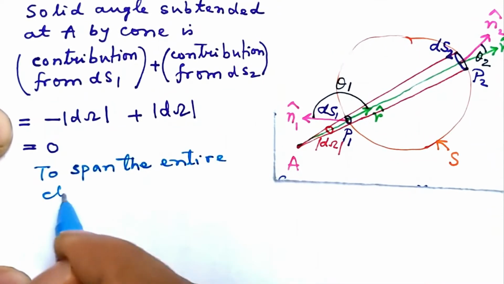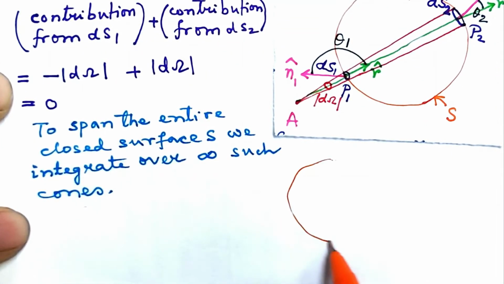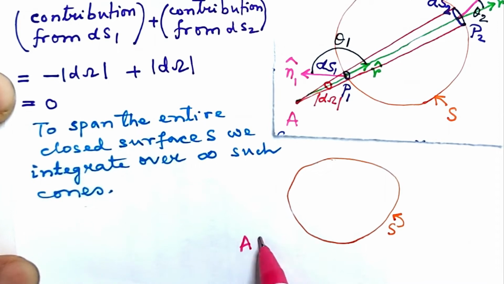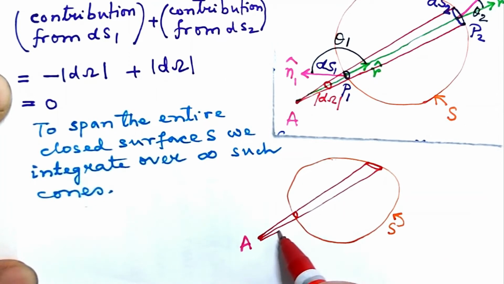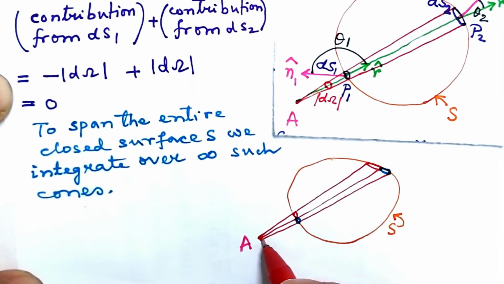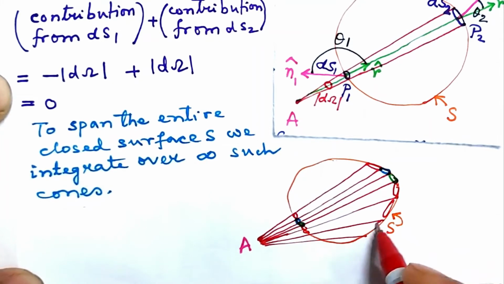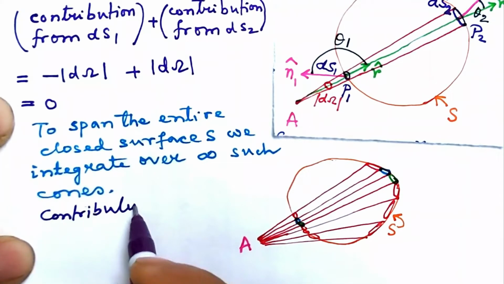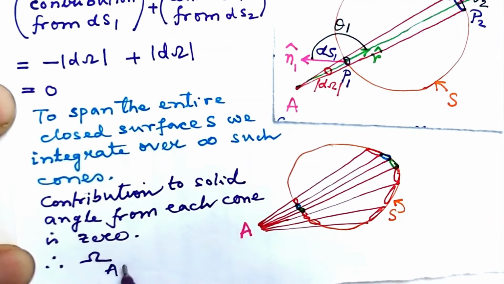To span the entire closed surface S, we integrate over infinite such cones. Let us show. This is the closed surface S. A is the external point. This is one cone making intercepts. This is another cone making intercepts. This is yet another cone, and so on. Integration over the closed surface means integration over the cones. The contribution to solid angle from each cone is 0. Thus, when summed or integrated, we get the solid angle at an external point to be 0.